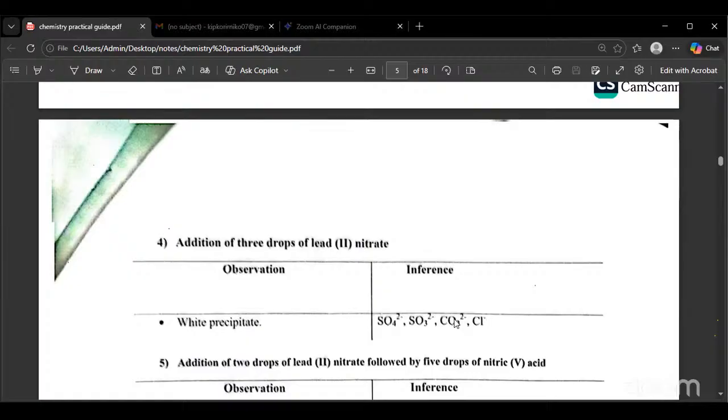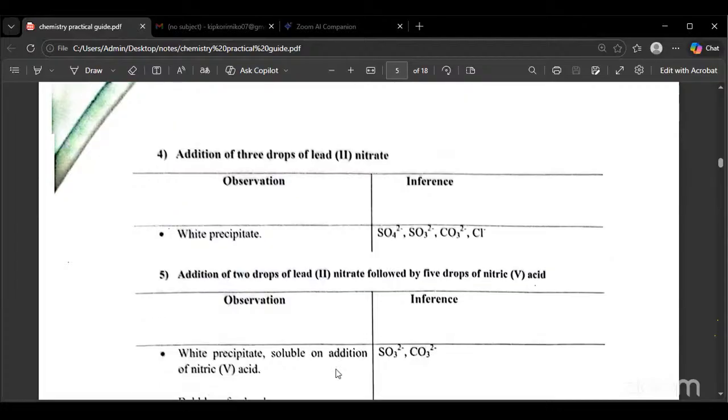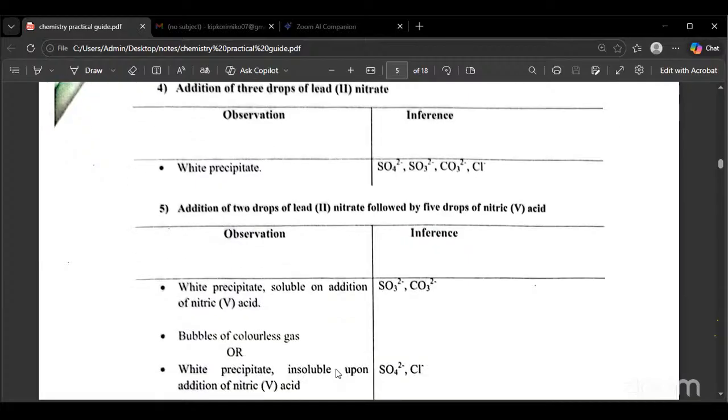Because the next question most probably will be touching on either. We will see. So addition of 2 drops of lead 2 nitrate followed by 5 drops of nitric acid. You see now what is happening. So the white precipitate which is soluble on addition of nitric acid means sulfites and carbonates. Sulfates have a negative observation to this. Actually, we'll talk about that one. So bubbles of colorless gas, it is the same with the first one. So a white precipitate which is insoluble upon addition, we have the 2 of them, sulfates and the chlorides. But mostly it is sulfates.